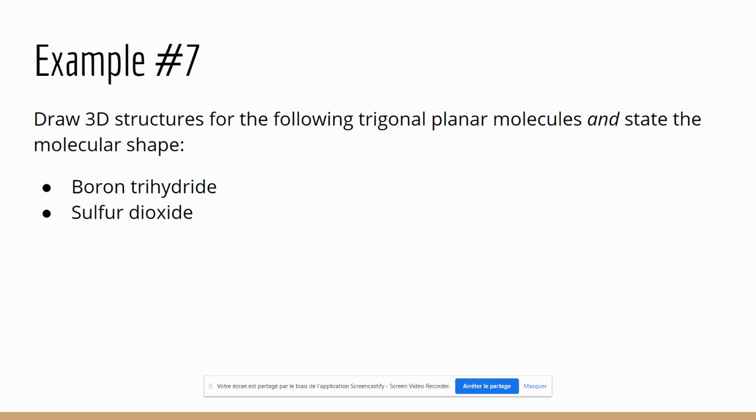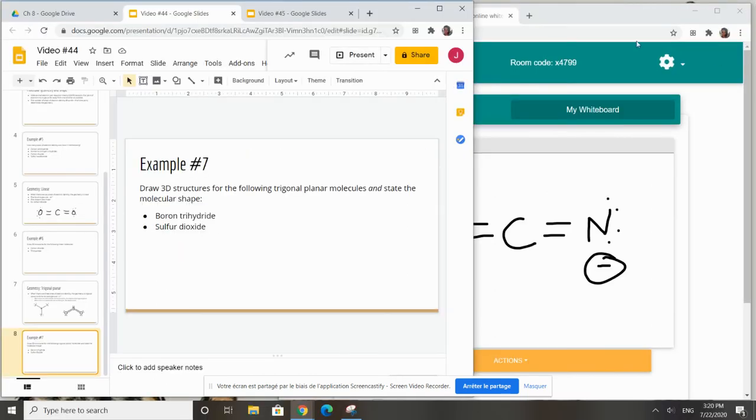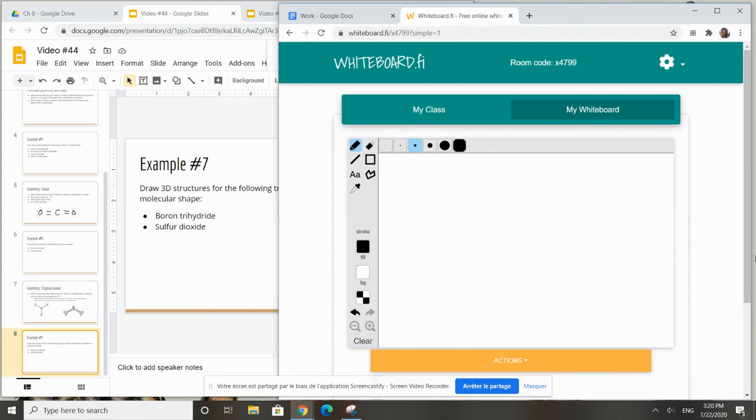Pause here. For the first one, I've got boron trihydride. And then I could leave it like this because my bond angles look approximately 120 degrees. This has a trigonal planar geometry and a trigonal planar shape.